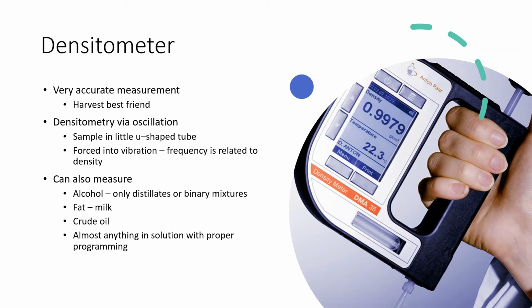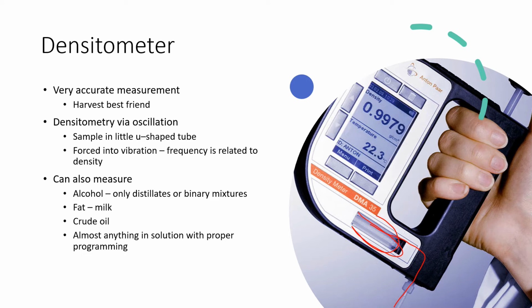And here we have my favorite thing, the densitometer. This is a very accurate tool, and it's your harvest best friend because you can go through and measure multiple lots really fast. And this works on the principle of oscillation. So we have this little U-shaped tube right here. What we do is we suck the liquid up into the tube, and then it goes into that U-shaped tube there. And then this tube is forced into vibration, and the frequency at which it vibrates is related to the density of the liquid inside that tube.